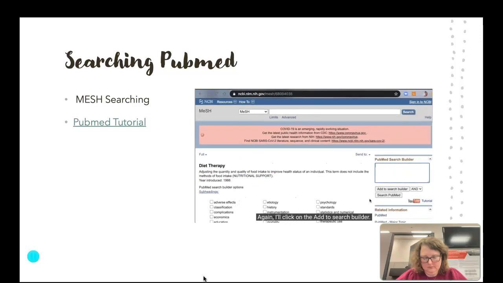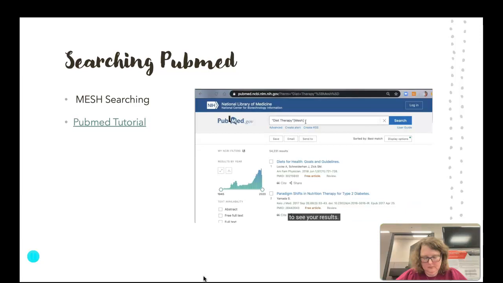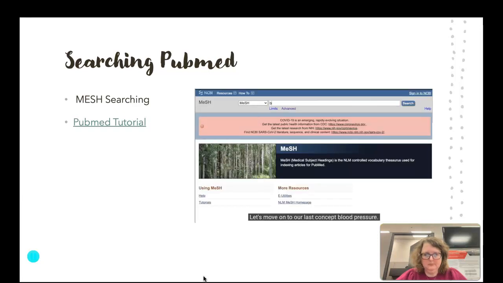Again, I'll click on the Add to Search Builder. If you want to see the articles tagged with this MeSH, click on the Search PubMed button and go into PubMed to see your results. From here, you can also copy the heading with the added syntax and paste it into your Word document. Let's move on to our last concept, blood pressure.